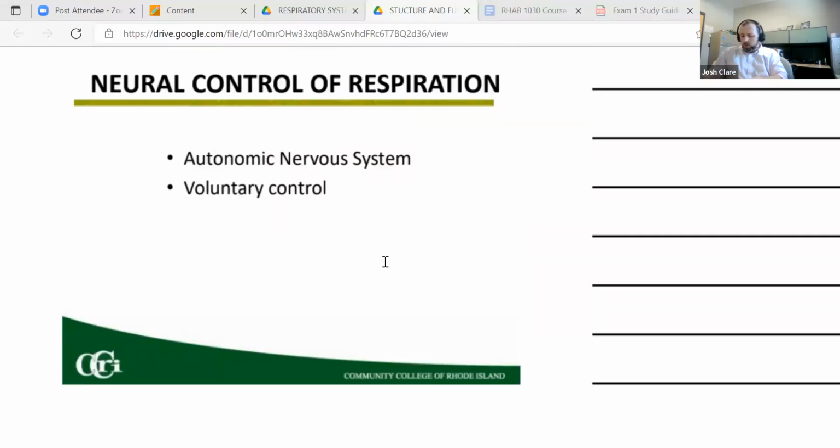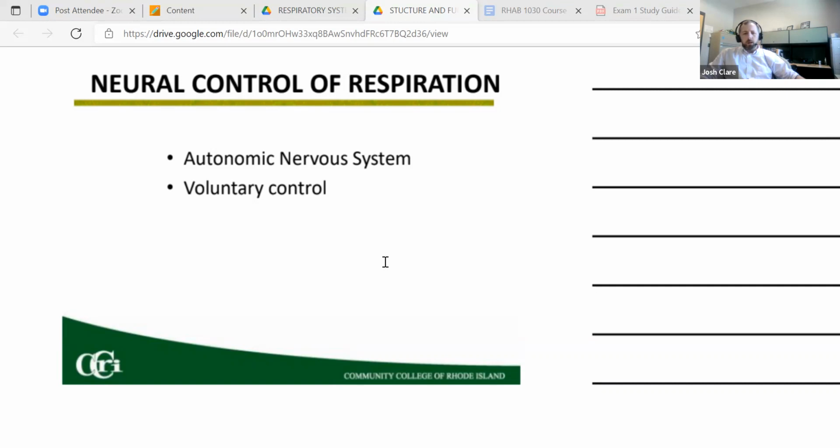And then lastly, just the nervous system component to it. So it's controlled by the autonomic nervous system. So it is something we don't have to think about. It relies on receptor sites throughout the body, chemoreceptors monitoring constantly how much carbon dioxide, how much oxygen, and what is the pH of the blood. So it'll be able to modulate our rate of respiration based on that.